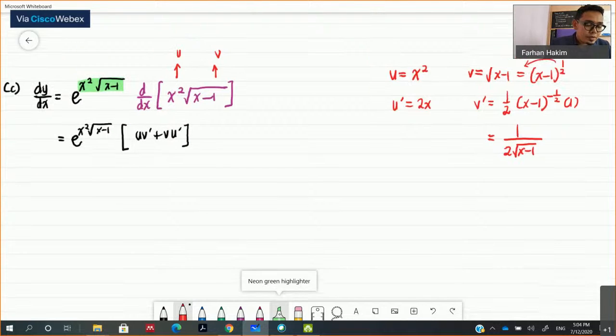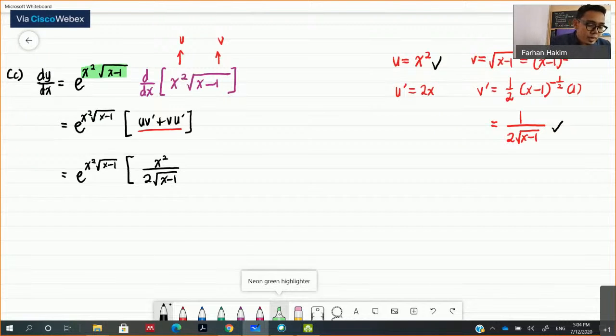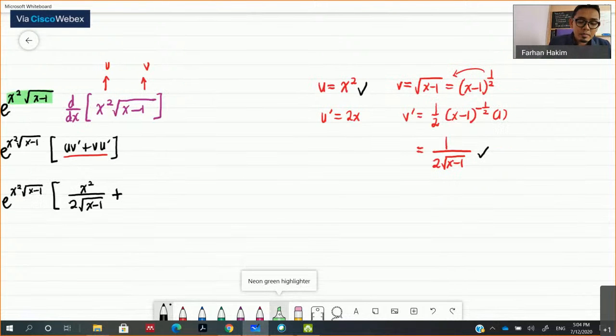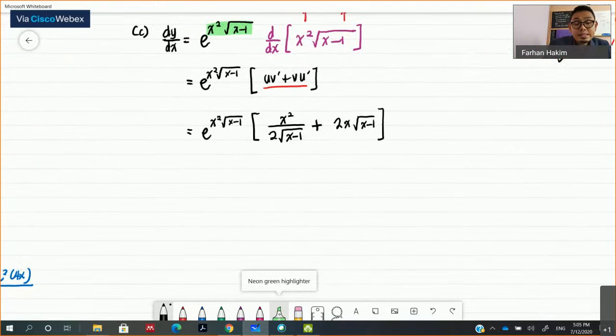So we know that we have to use the formula uv prime plus vu prime here. This part is not affected, so we'll just write e to the power of x square root of x minus 1, and the 1 should be put in the bracket. u multiplied by v prime: multiply this together with this will give us x squared over 2 square root of x minus 1. We have to add plus vu prime: multiply this with this will give us 2x square root of x minus 1. So this is your final answer.